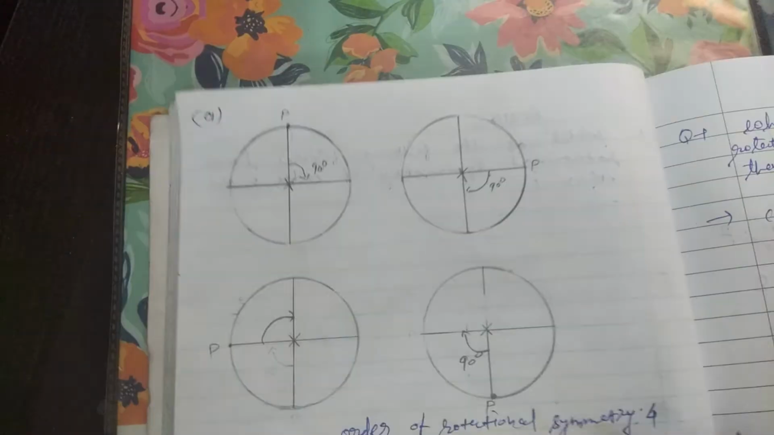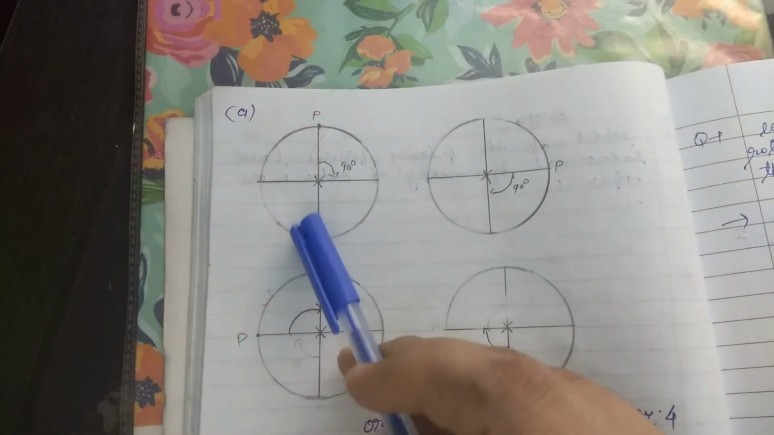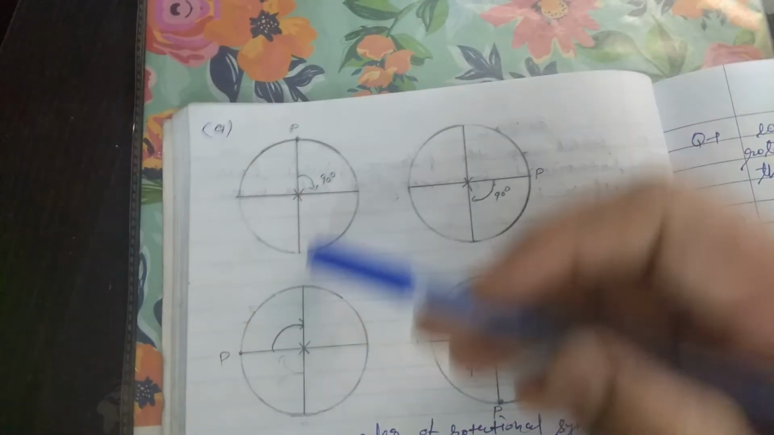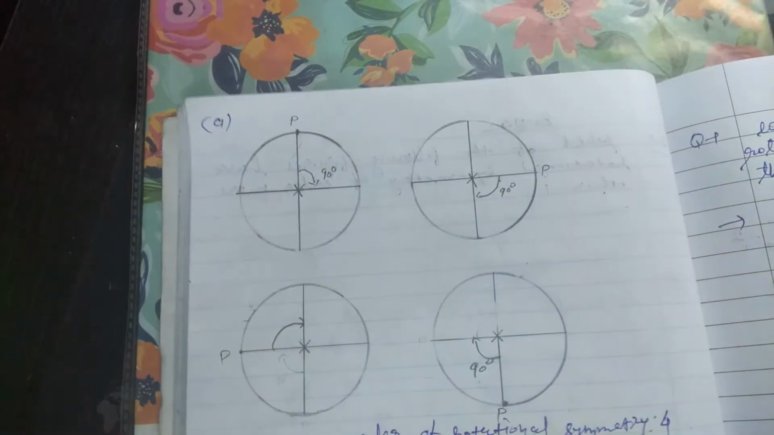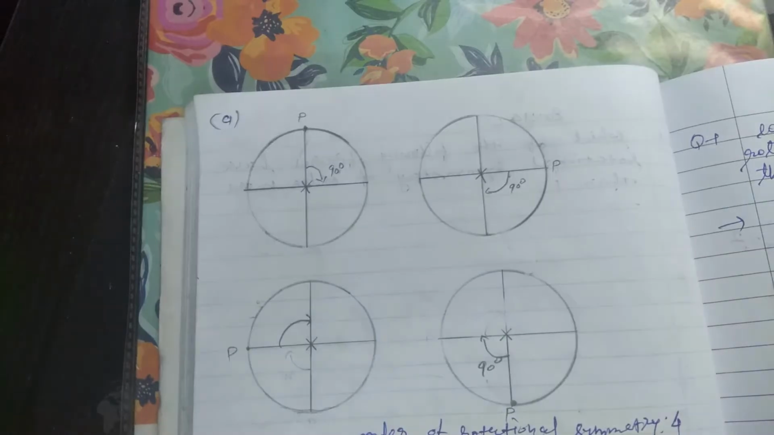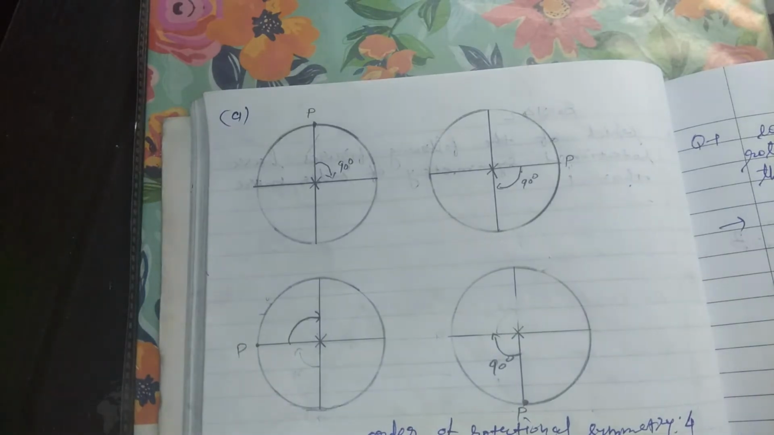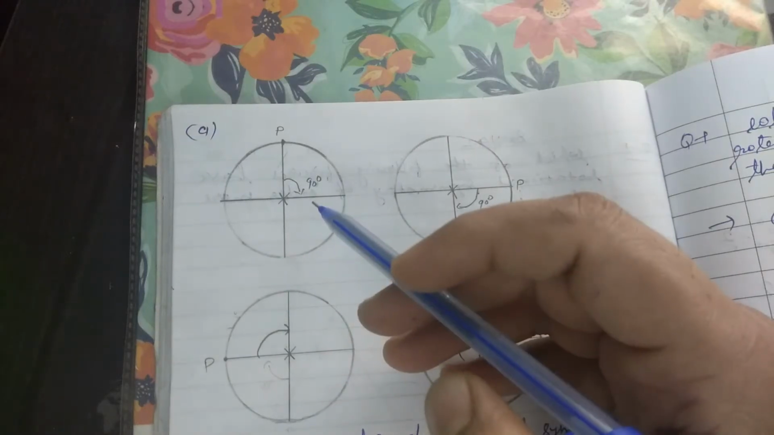So in this figure, the circle is given, and in this circle there are two diameters, 1 and 2, which are perpendicular to each other. That means here between them there is an angle of 90 degrees, and we have to find the rotational symmetry for this figure.